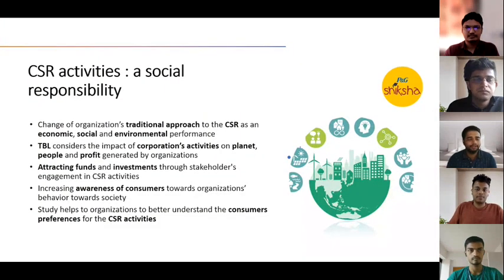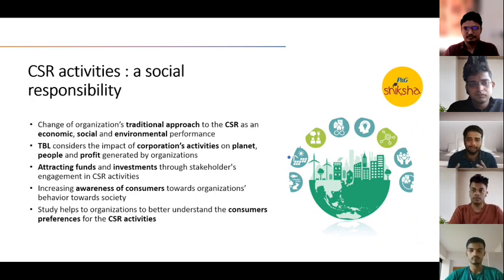Yeah. So if you can see, corporate social responsibility is not only the responsibility that firms need to follow in order to make a profit, but they need to follow it in such a way that they engage the stakeholders, reduce the traditional approach, and move toward CSR, that is the economic, social, and environmental performance, which combines the conventional approach with the TBL concept.